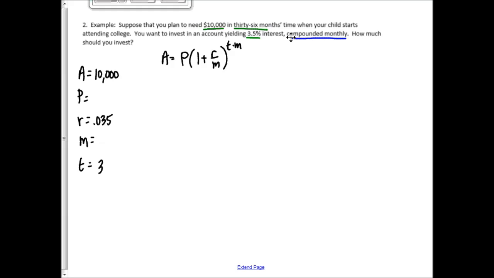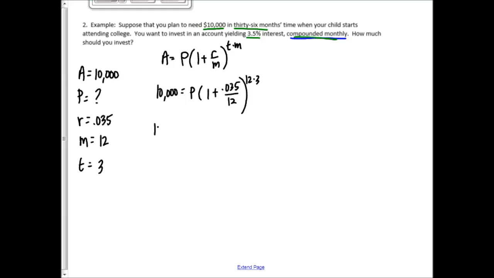And how much should I invest? I'm looking for P. Oh, and it says compounded monthly. So again, how many times would that be over the year? It would be monthly, so 12 times a year. All right, and then I'm looking for how much should I invest. So what do I need to start with? So let's fill in all those values. So 10,000 would be equal to P times 1 plus 0.035 divided by 12 raised to the 3 times 12.